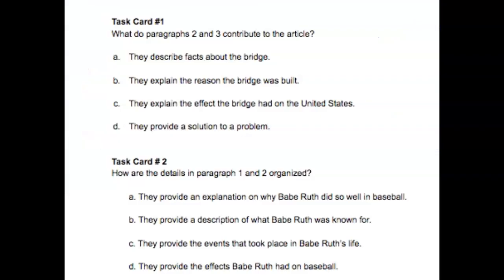So now we're going to read some of these questions and we're going to determine what the answer is based off the text structure. So for the first article that we read, it says task card 1. So that's our first article. What do paragraphs 2 and 3 contribute to the article? So we know that it's description, and it was describing facts and information. So we're going to see which of these matches. So we're going to go back and reread paragraphs 2 and 3.